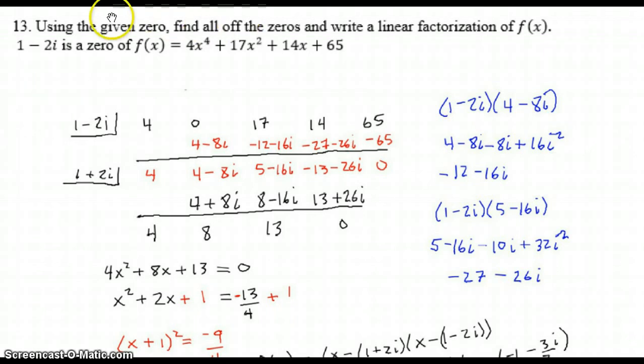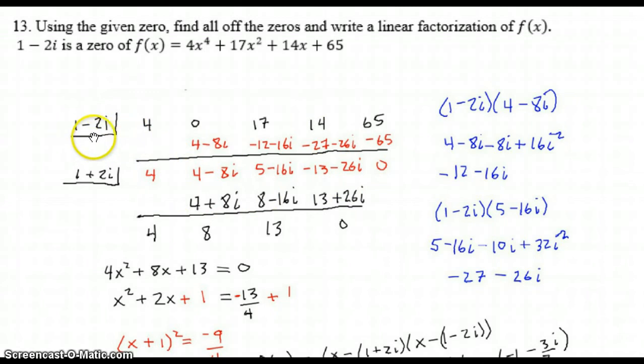Okay, so for our next problem, we have to use a zero to find all the zeros and write a linear factorization. So this one's a big one. Here we have our function. We're given this zero here. So the first thing I need to do to break this function down to find the other zeros, and to find the factors, is to synthetically divide.